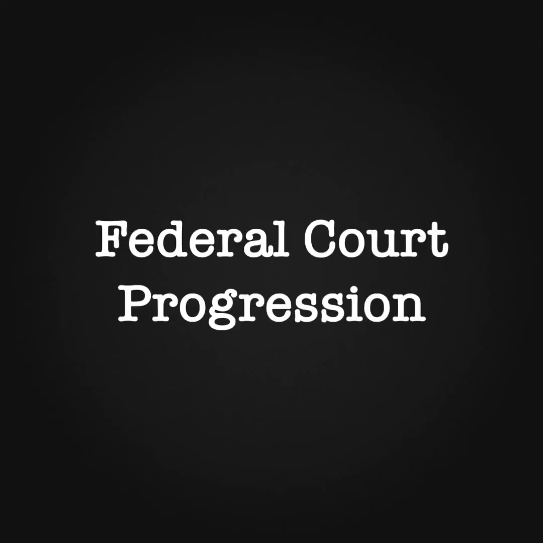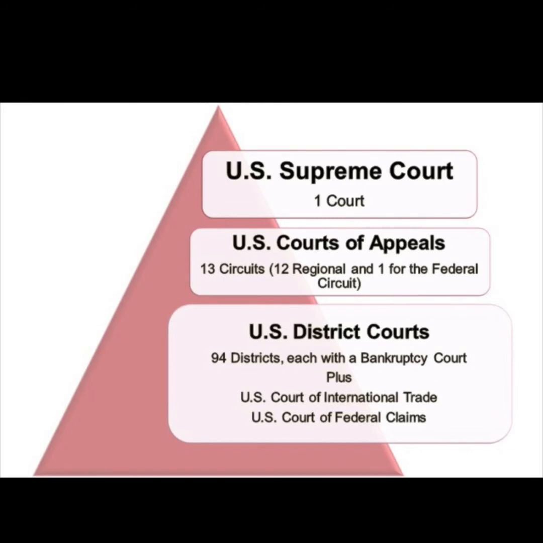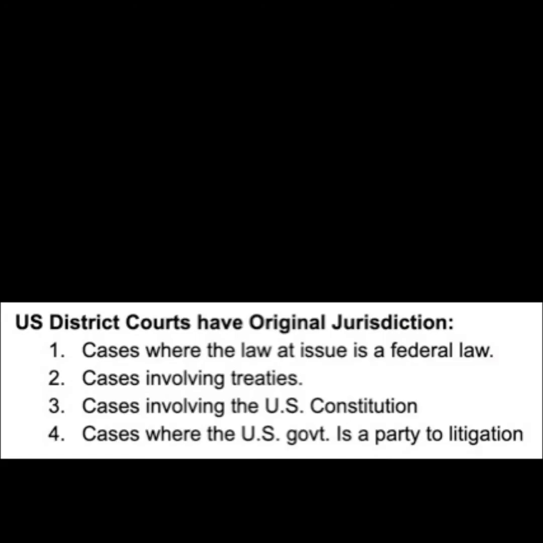Now, after discussing the state court progression, we can move on to the federal court progression. At the bottom of the pyramid, we have the U.S. district courts. There are 94 federal judicial districts, and they all hear federal cases. There are specific cases where the U.S. district courts have original jurisdiction. Remember, original jurisdiction means that the court has the power to hear a case for the first time. There are 4 cases where the U.S. district courts have original jurisdiction.